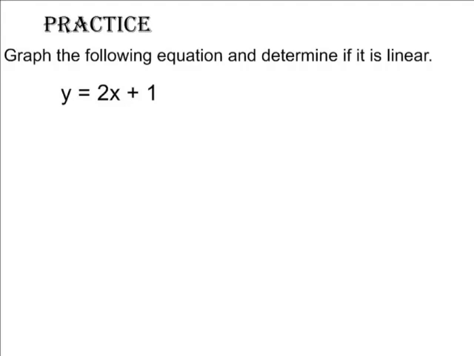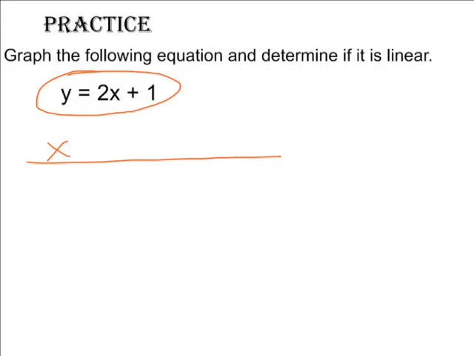We have another example here I want to take a look at. The equation is y equals 2x minus 1, and we're going to graph it as well. So we're going to, again, plug in some x values, and we're going to end up with some y values. Let's use -1, 0, and 1 for this one.